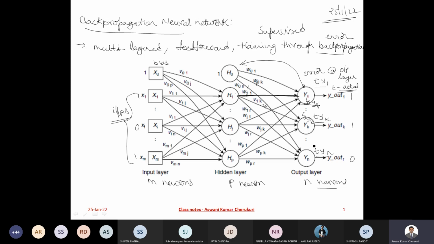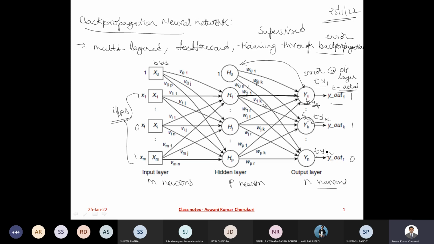So let us take yn. We have n nodes in the output layer. We said every node in the output layer has a target value that is fixed. The T's are given.